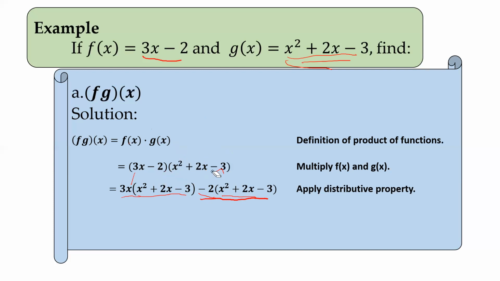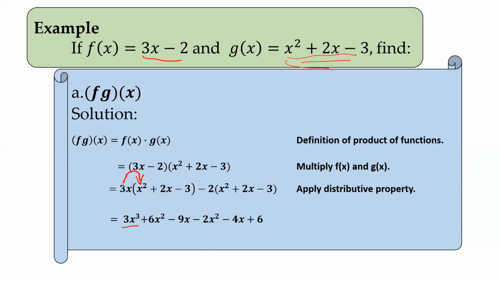Now, let's proceed to the distributive property already. How to distribute this? First is 3x times x squared, meron tayong 3x cubed. When we multiply numbers with variables, we are going to add the degree of the variable. May isa dito si x, may dalawa dito, therefore, nagiging 3x cubed na siya. So, 3x times x squared, that means positive 3x cubed.